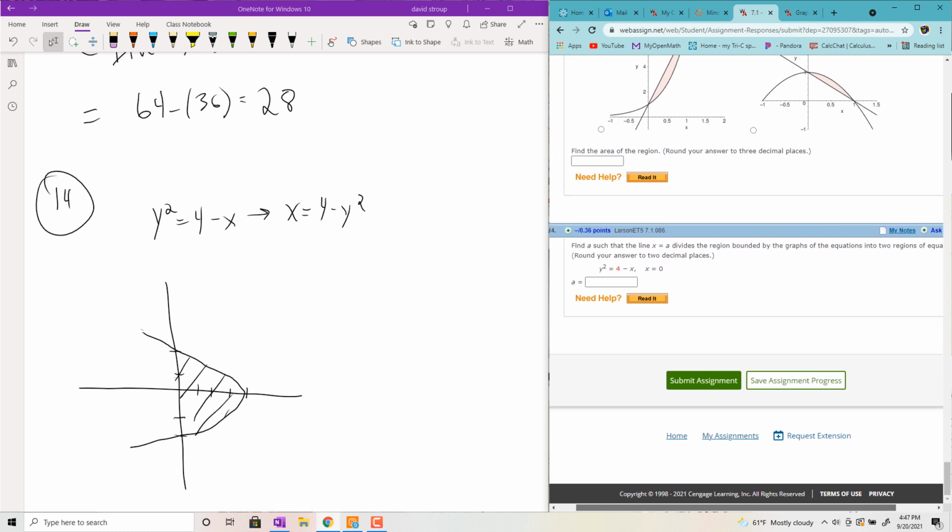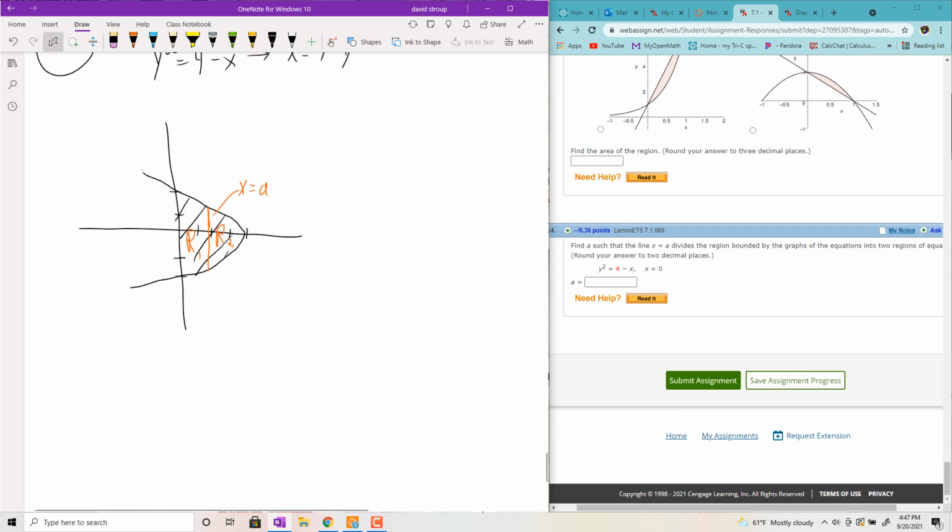We want to find the line x equals a that divides that region into two regions. You could simplify it a little bit. I don't know how much you can really simplify it. So anyways, we're looking for this line, x equals a, such that the area over here in region 1 is equal to the area over here in region 2. Okay? And you could simplify it a little bit by just getting rid of this whole bottom half and just worrying about these two regions.